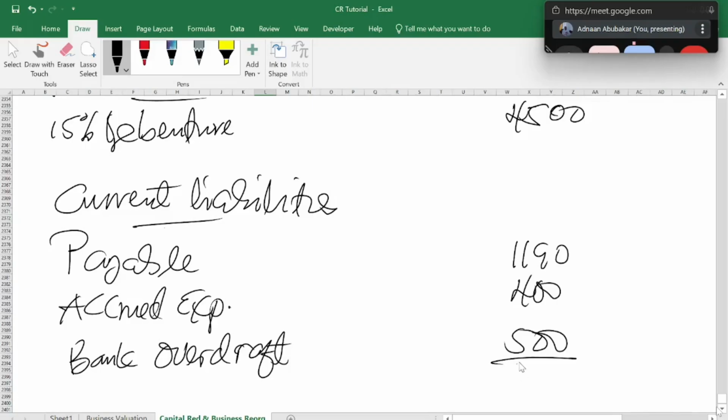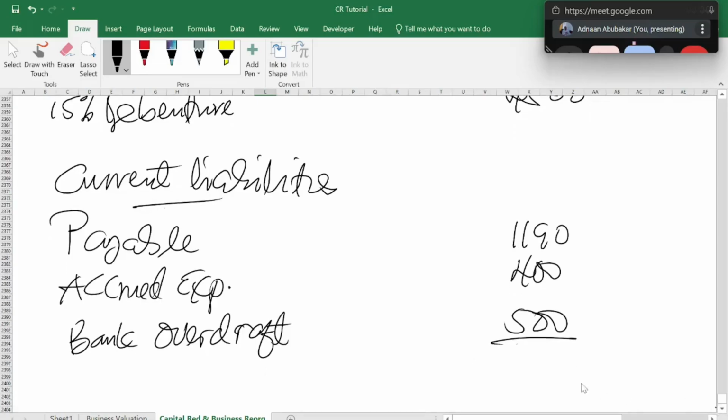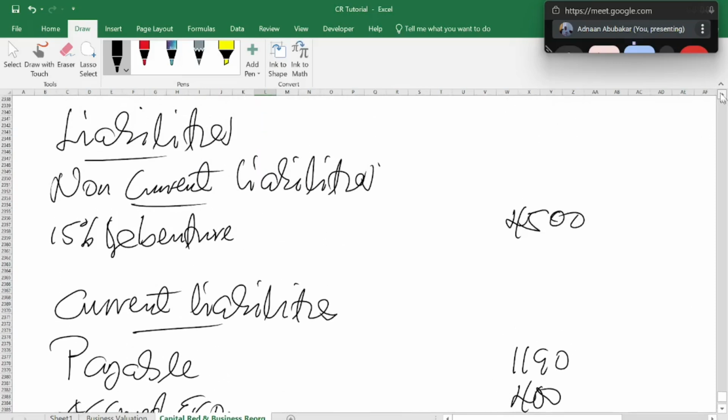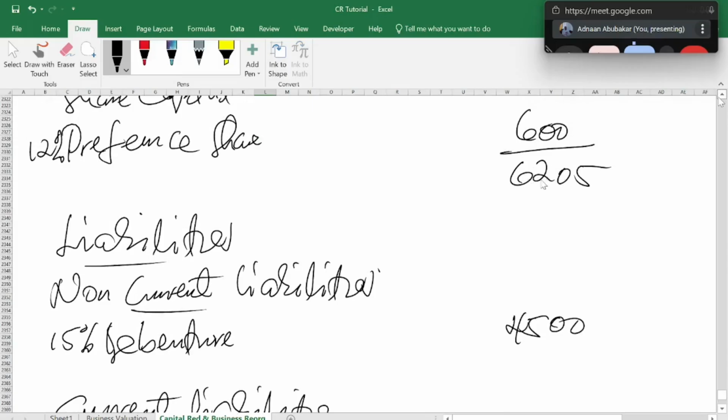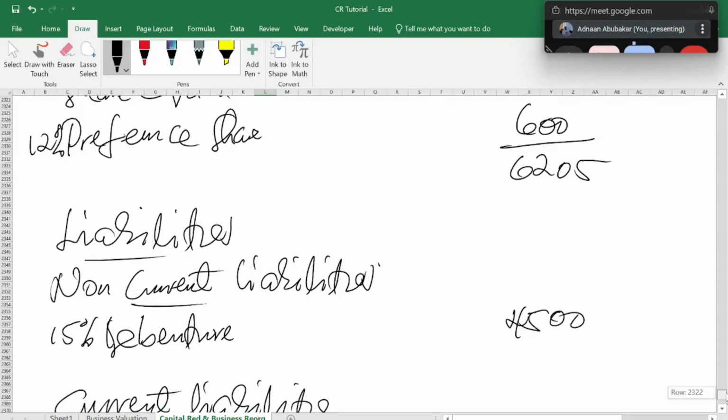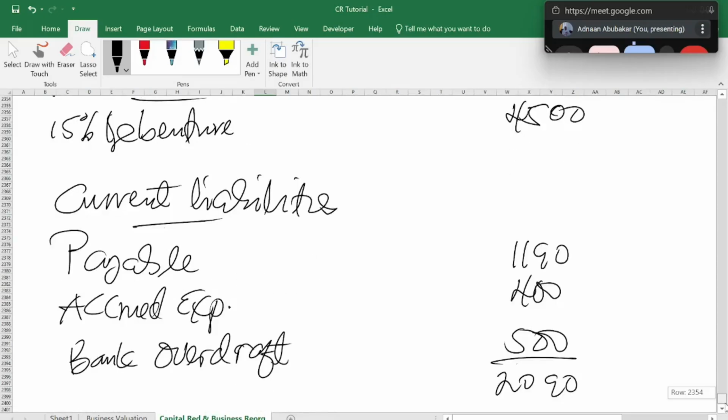Give me the liabilities figure alone. That will give me 2090. Which one is 2090? Only the current liabilities. Okay, fine. Then when you are done, you add all of them together: the capital, the long-term liability, then the short-term liabilities.